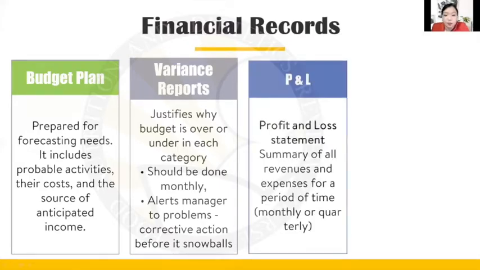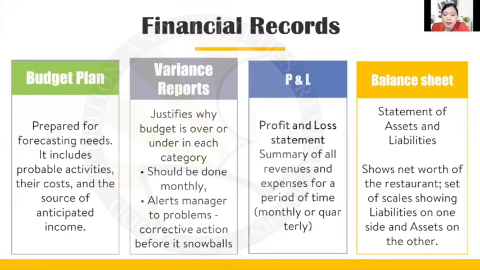Next is the P&L, or the profit and loss statement. So this is the summary of all the revenues and expenses for a period of time. It could be monthly or quarterly. And last is the balance sheet, or the statement of assets and liabilities, which shows the net worth of the restaurant, a set of scales showing liabilities on one side and the assets on the other.